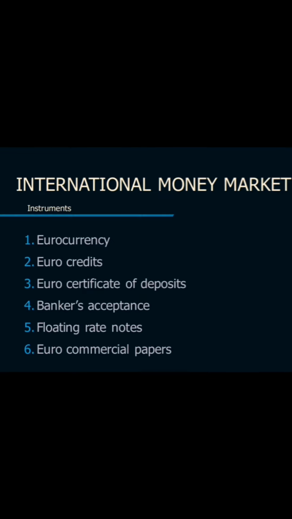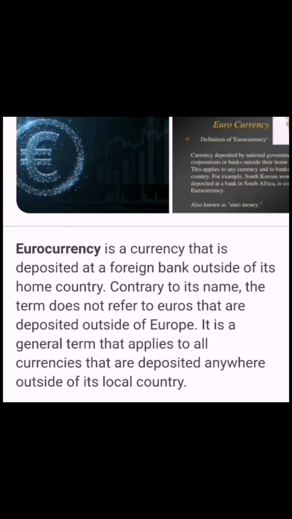So this will be the last topic that I'm going to discuss. International money market instruments. There are 6. 1. Eurocurrency. 2. Eurocredits. 3. Euro certificates of deposit. 4. Bankers' acceptances. 5. Floating rate notes. And 6. Euro commercial papers. So first, Eurocurrency.